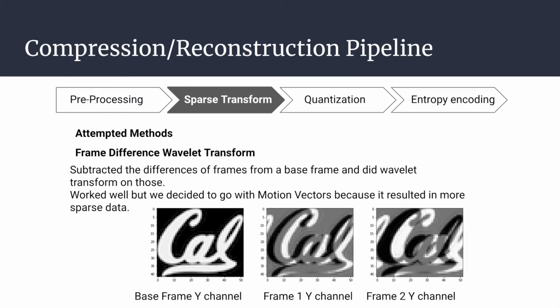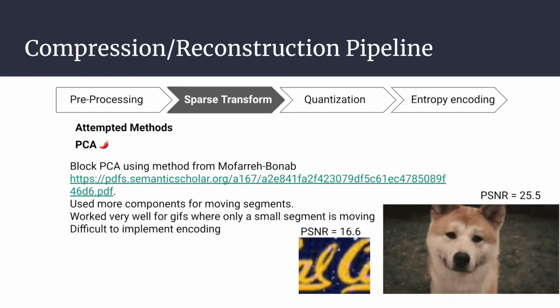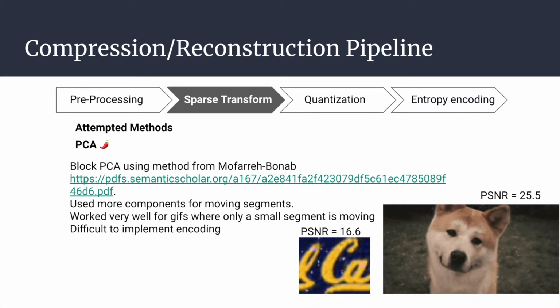Another method we tried was block PCA. This method worked extremely well for GIFs where only a small segment of the image moves in time.